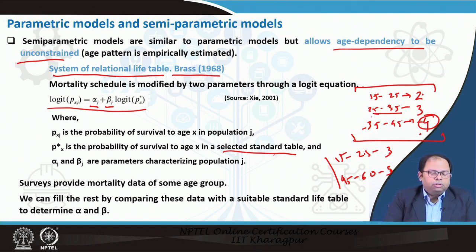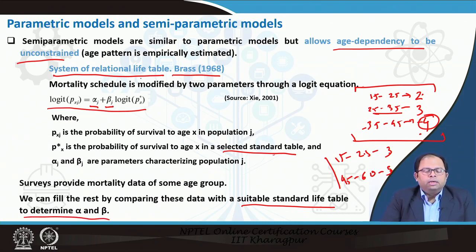So, surveys provide mortality data of some age groups, and we can fill the rest by comparing this data with a suitable standard life table to determine alpha and beta values. So, based on the relationship that we can generate, we can fill up the values for the age groups which are not provided in the data set. So, this is a semi-parametric model, and that is more or less adjustable compared to the previous models.